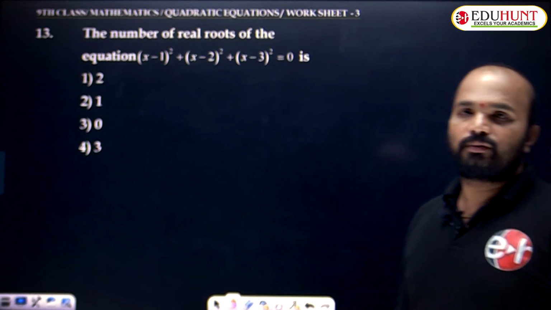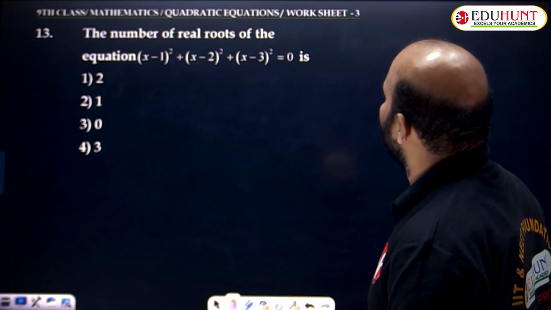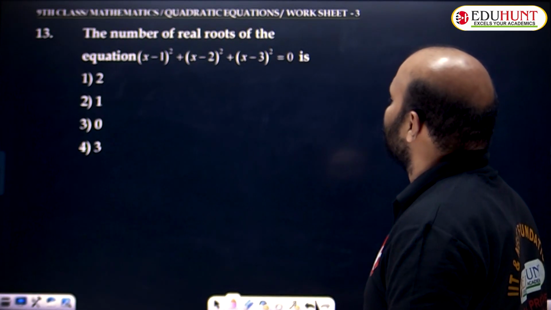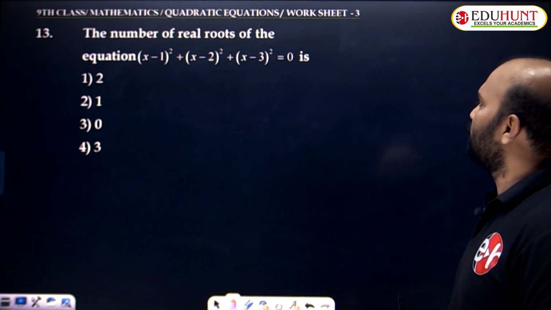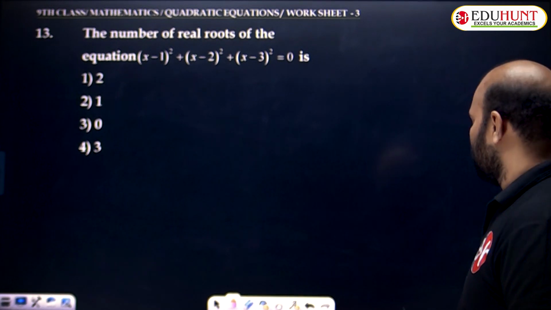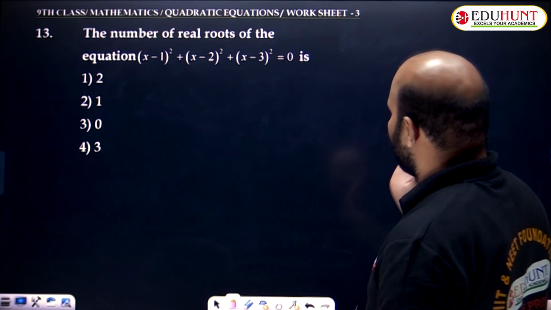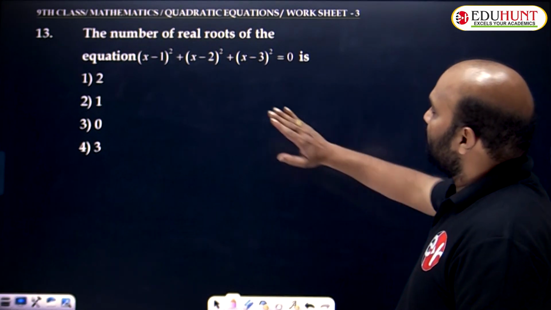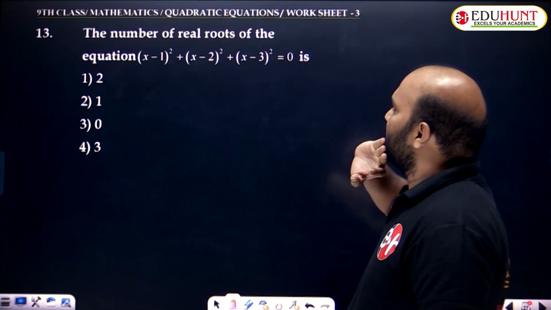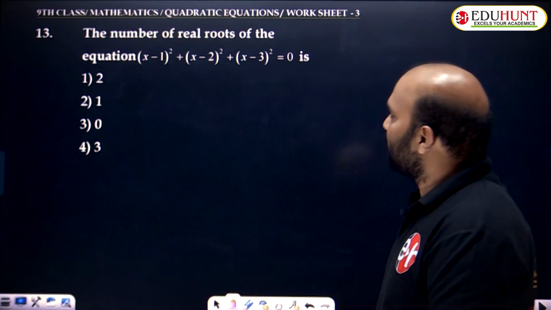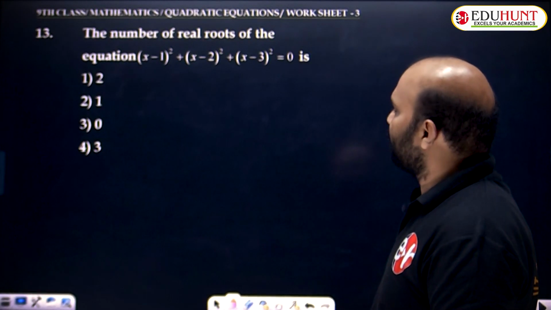Yes. Let's go to question number 13. The number of real roots of the equation (x − 1)² + (x − 2)² + (x − 3)² = 0. So what am I given? The number of real roots of the given equation. So clearly we need to verify it.